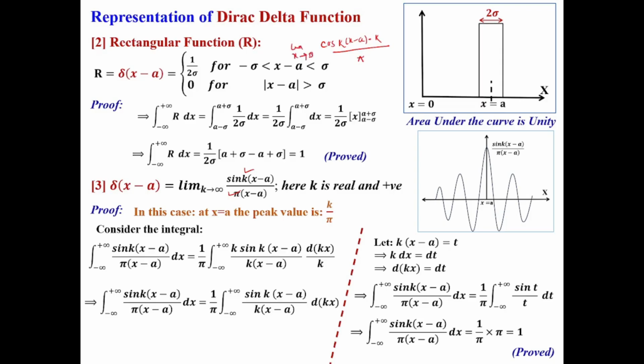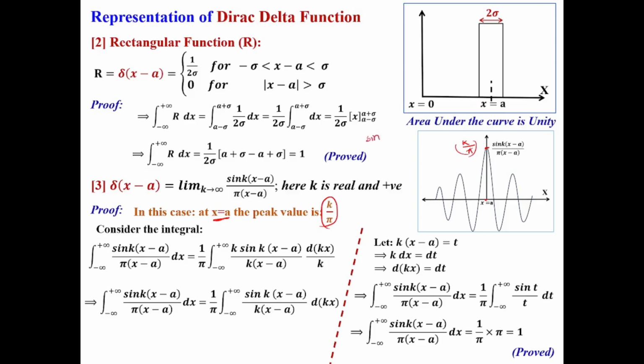Now just substitute a instead of x over here. So it will be 0, that means cos 0 is 1. So we find that k by pi is the peak value of this function. Here you can see the peak value is k by pi. So graphically it is represented like this. At x equal to a, this value is k by pi, and it will gradually decrease like this. Why?